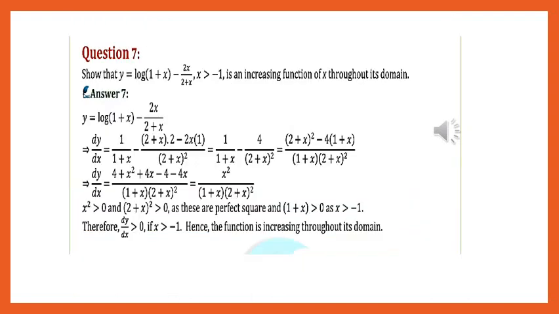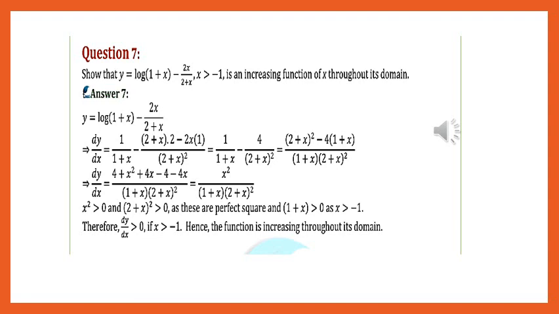Question number 7. Show that the function y equal to log of 1 plus x minus 2x by 2 plus x, where x greater than negative 1, is an increasing function of x throughout its domain. When do we say that it is increasing? We have to show, or we have to prove, that dy by dx is greater than 0. So that is the task for us. So let's find dy by dx. y is equal to log of 1 plus x minus 2x by 2 plus x.